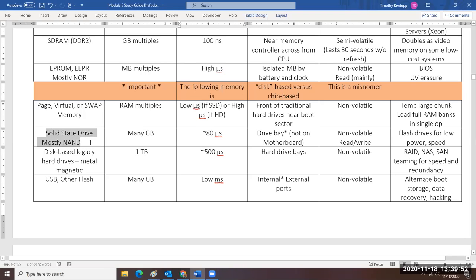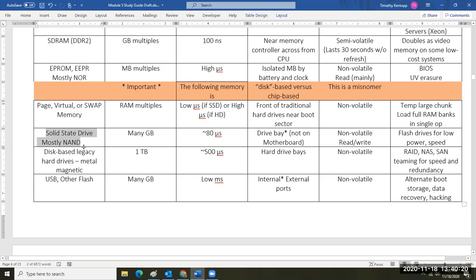Now, how many of you have heard of solid state hard drives? Yeah, I heard of it. Solid state hard drives are much faster than traditional hard drives. So if you happen to have a solid state hard drive, it's going to provide many gigabytes of persistent memory, right? But it's further from the CPU.